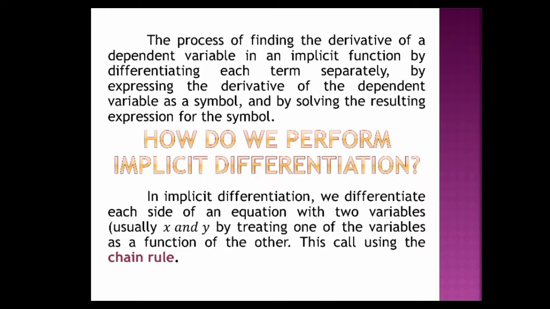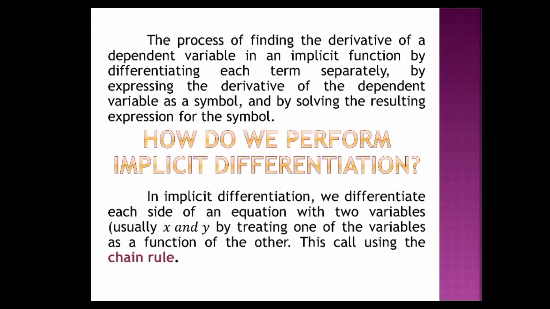So, how do we perform implicit differentiation? In implicit differentiation, we differentiate each side of an equation with two variables, usually x and y, by treating one of the variables as a function of the other. This uses our chain rule.